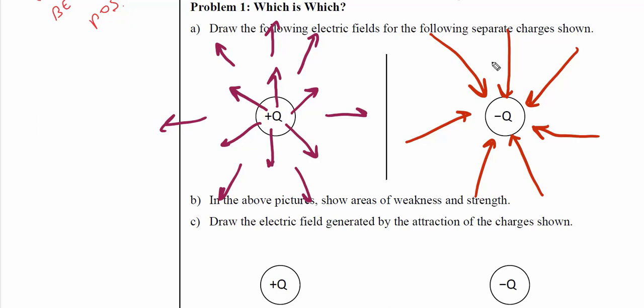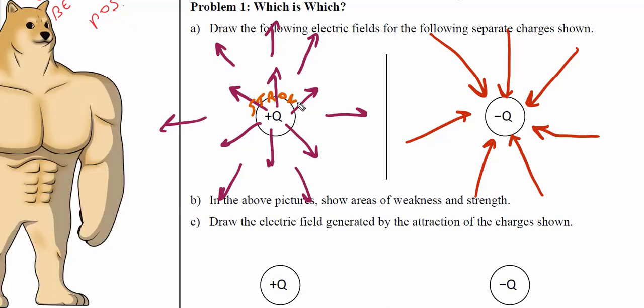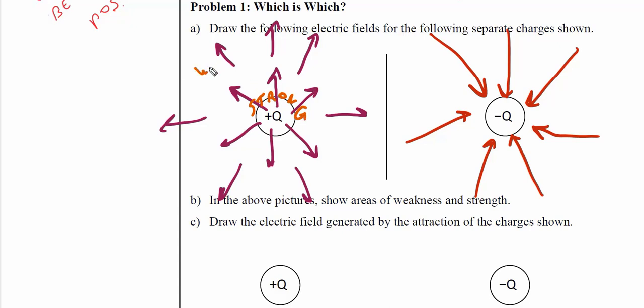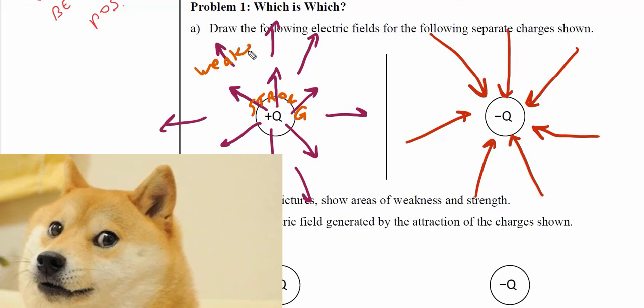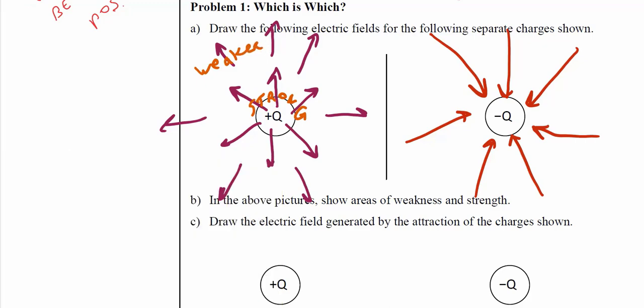Okay? Now, in these above pictures, let's show areas of weakness and strength. The area of strength is going to be here near the charge. So the electric field is strongest near the charge. As you get further away, it becomes weaker. And of course, you get to a certain point where it is very weak. As you go further away, the electric field strength is weaker. It has less of an ability to affect other things.